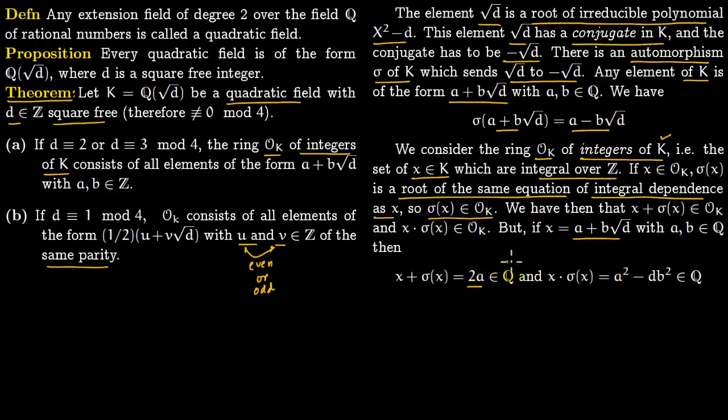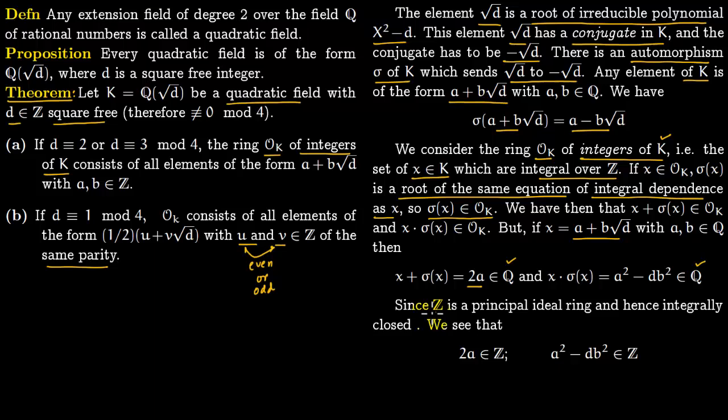To start with, a and b are rationals, and d is a square free integer. So 2a is rational and a square minus d b square is rational. But the integers form a principal ideal ring, actually a principal ideal domain, since there are no zero divisors here. It's a PID and therefore it is a UFD, and UFDs are integrally closed. So Z is integrally closed.